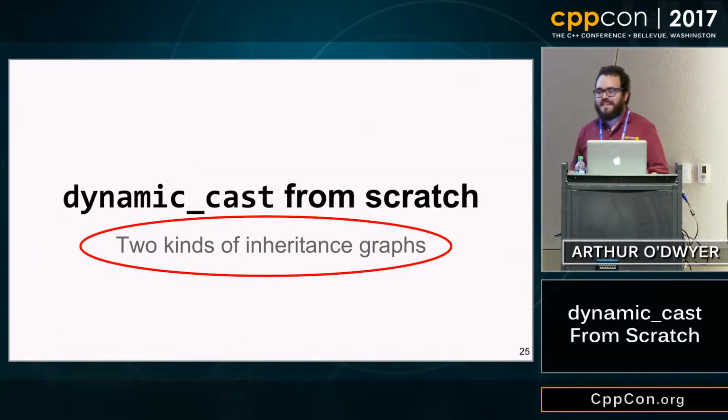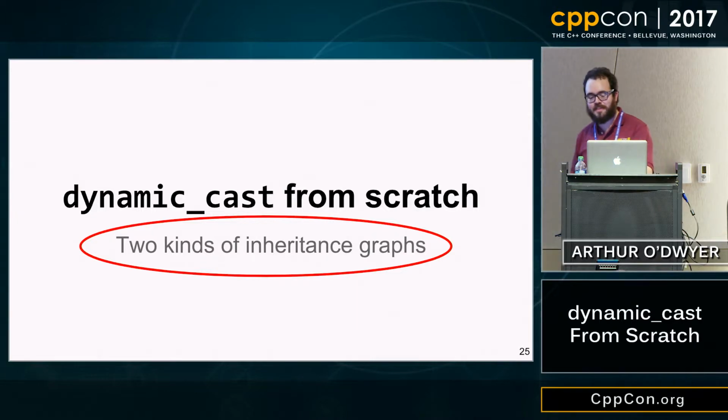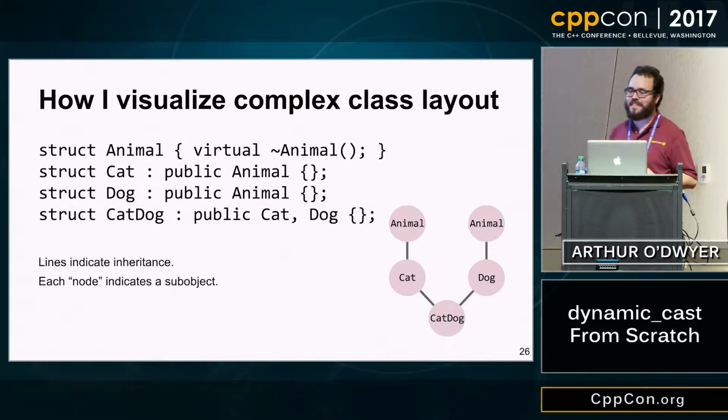All right. So in the subtitle, which you didn't really see because I had it already at the outline when we started recording, the subtitle is 2 kinds of inheritance graphs. So I'm going to talk now about how I visualize complex class layout. When I decided that I was going to figure out how dynamic cast worked and then implement it myself, there were a lot of test cases involved in this, and a fair number of bug reports for that matter.